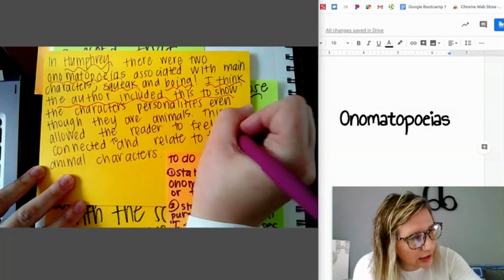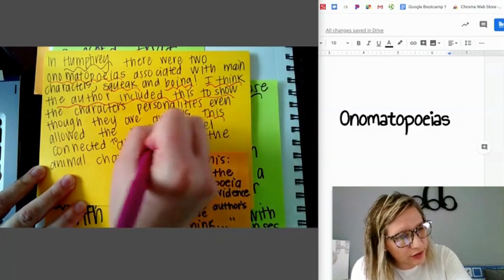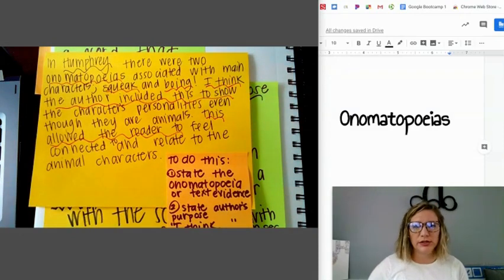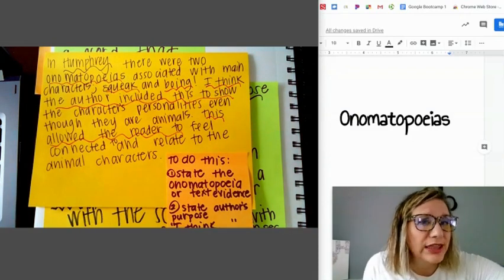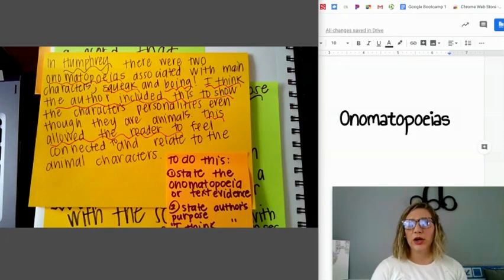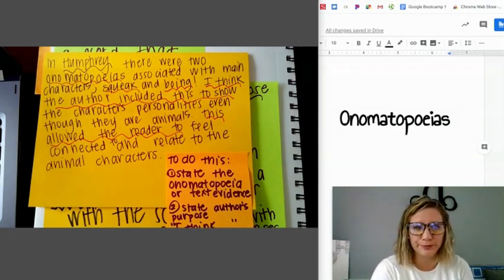You could also say, this allowed the reader to, if you want to expand upon some of your author's purpose. I think that the author included it so you could see their personalities, but he wanted you to see the personality to allow you to feel connected to an animal character, which may not always be the case.